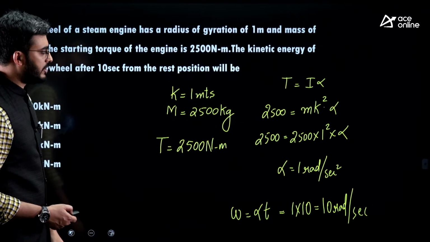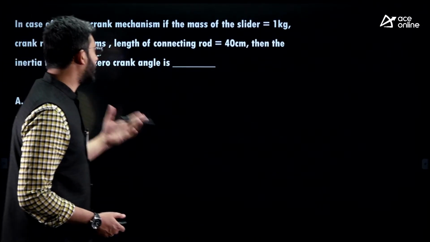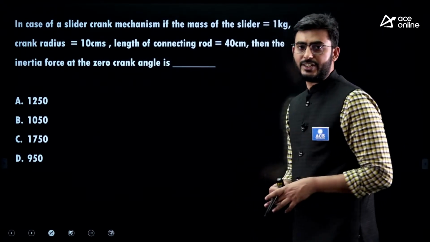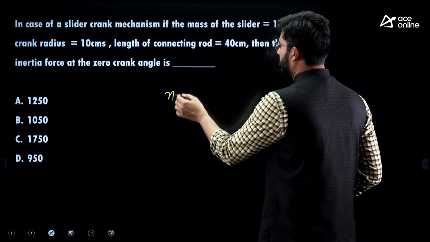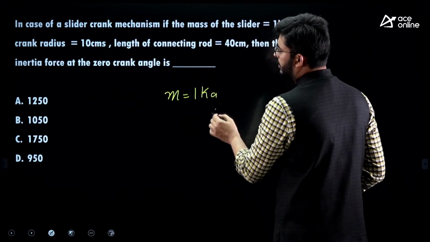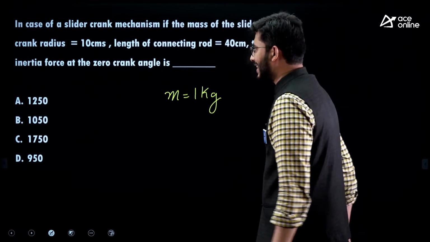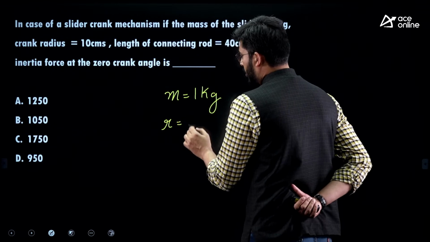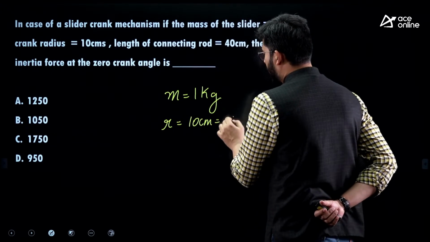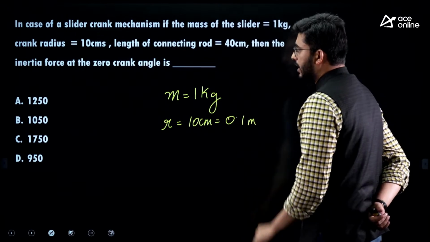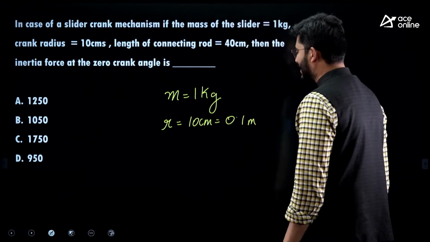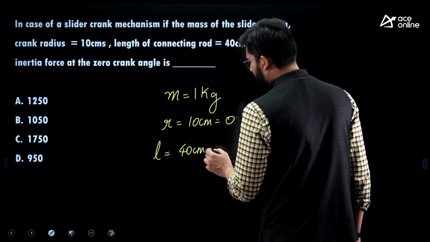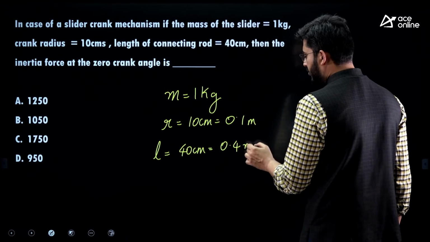Now let us move to the next question. In case of a slider crank mechanism, the mass of the slider, the mass of the piston they have given, is equal to 1 kg. Crank radius R is equal to 10 centimeters, which is equal to 0.1 meters. Length of the connecting rod is 40 centimeters. So L is equal to 40 centimeters, which is equal to 0.4 meters.